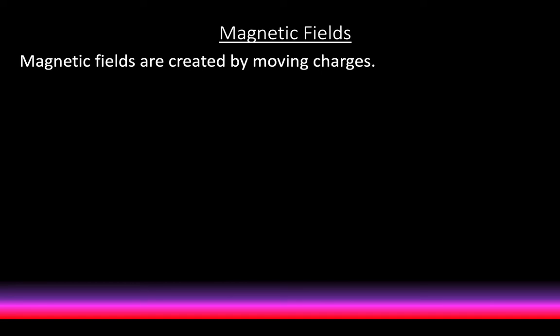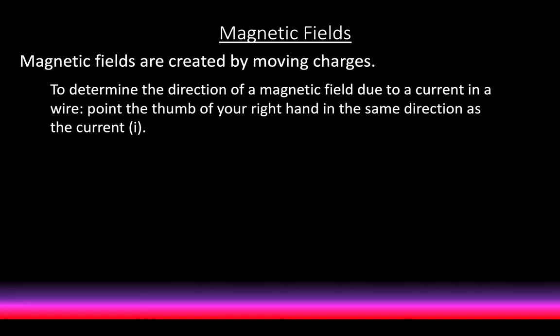Now, we said magnetic fields are created by moving charges. A magnetic field is a vector field, so that is a quantity with a magnitude and a direction. And to fully specify a magnetic field, we need to specify both magnitude and direction. So how can I do that?